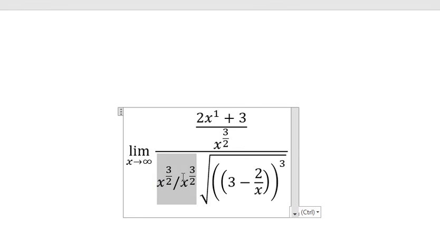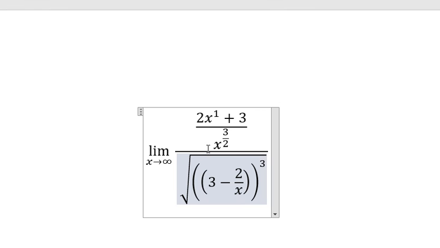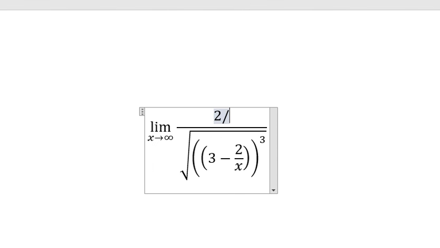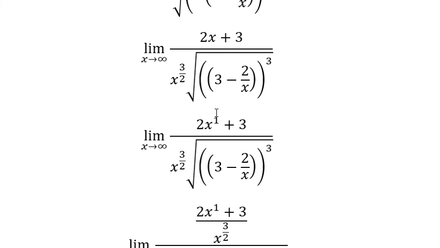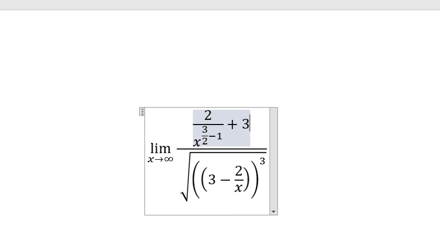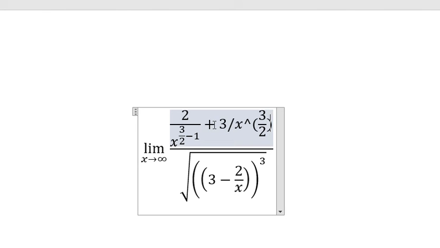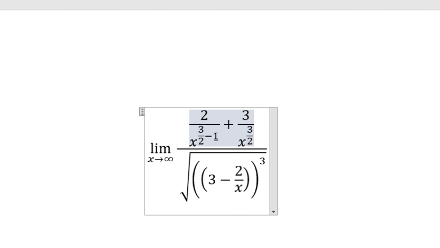So this one you got about number 1. This one x to the power of number 1 divided by x to the power of 3 over 2, you will have about 2 over x to the power of 3 over 2 minus 1. The next one, that is about number 3 over x to the power of 3 over 2. So this one you got about 1 over 2.